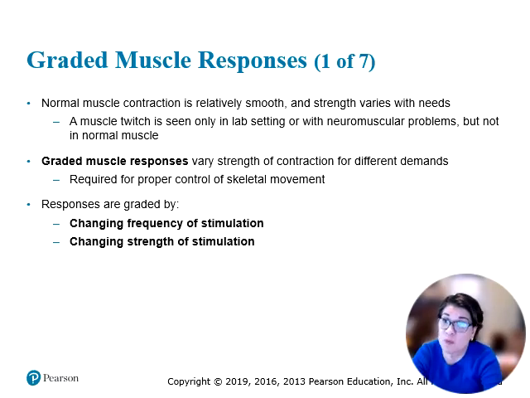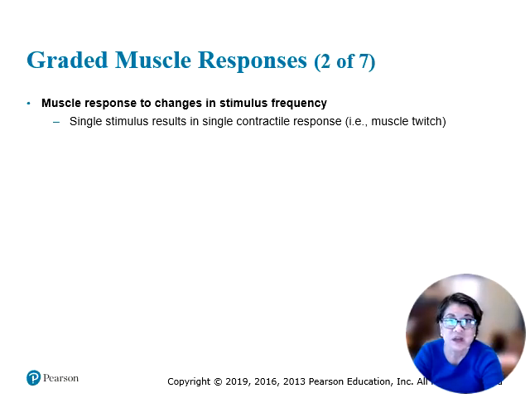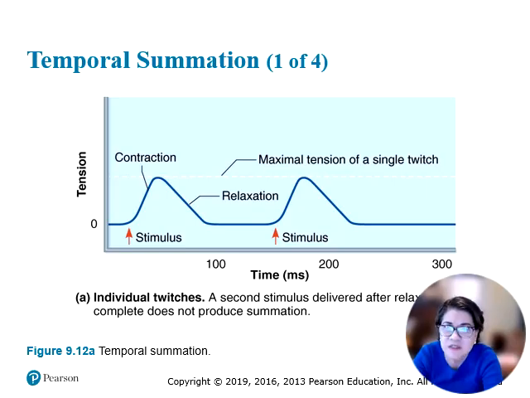Okay, normal muscle contractions are slower. Usually something's wrong with your muscle if you're experiencing muscle twitch, but normal muscle responses can vary, but they're longer. And they can determine what type of muscle response based on the frequency and strength. A single stimulus will cause a single response, like a muscle twitch. So here's individual twitches, contraction, relaxation.